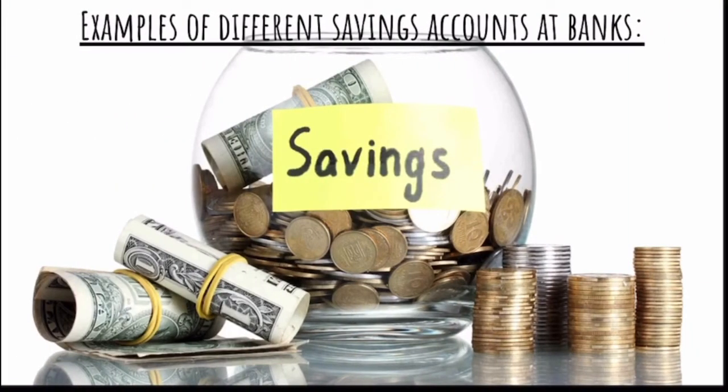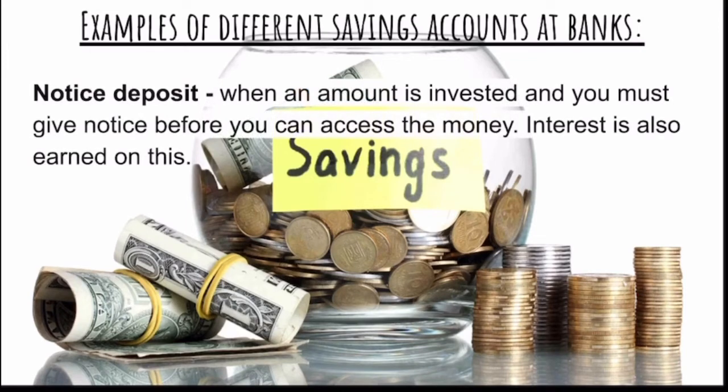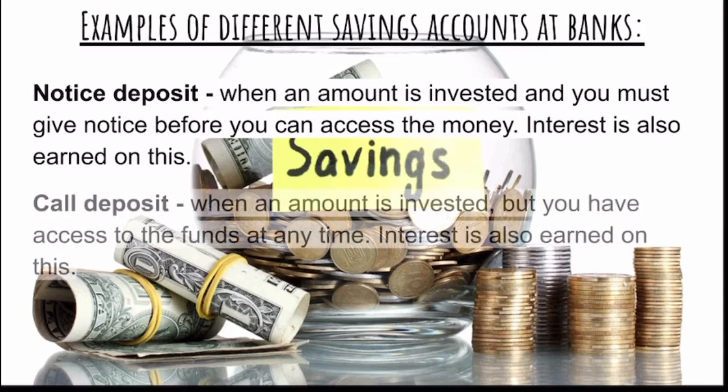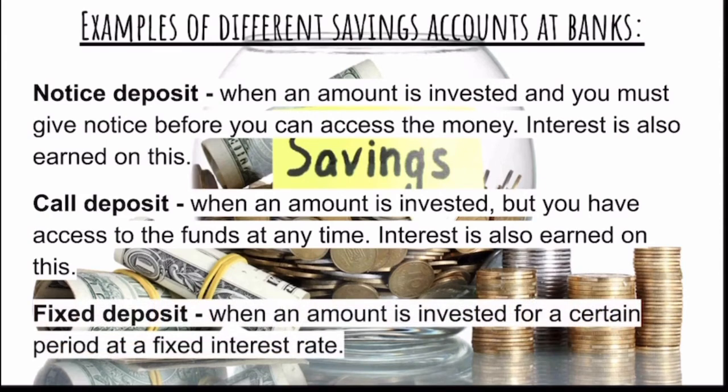Examples of the different types of savings accounts that we get at the bank. The first one is notice deposit. This is when an amount is invested and you must give a notice before you can access that money. Interest can also be earned on this. Then we get the call deposit. When an amount is invested, you can have access to the funds at any time. Interest is also earned on this. Fixed deposit. When an amount is invested for a certain period at a fixed interest rate.